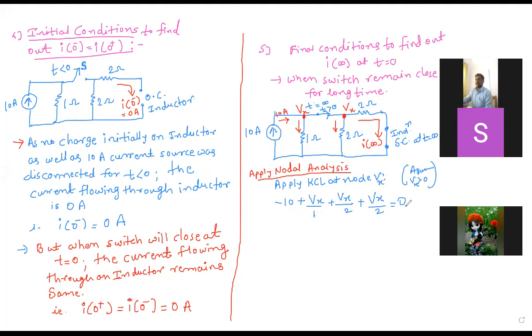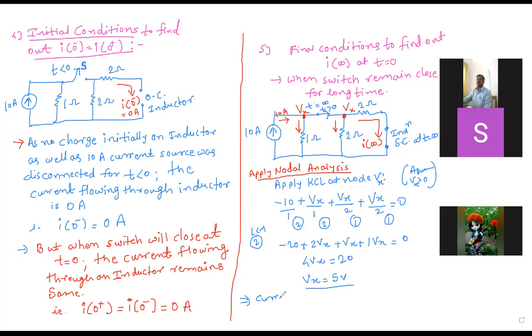Now take the minus 10 to the right hand side, that becomes 10. Here LCM you can take as 2. So 2 into minus 10 is minus 20, plus 2 into Vx, plus 1 into Vx, plus 1 into Vx divided by 2, but right hand side is 0. Now Vx plus 2 Vx, that is 4 Vx. Minus 20 goes to the right hand side, becomes plus 20. So Vx is equal to 5 volt.